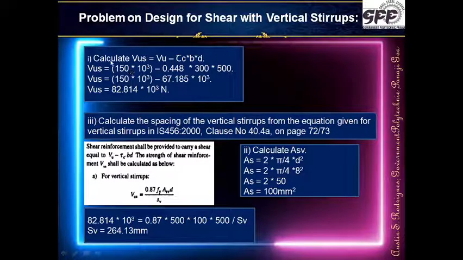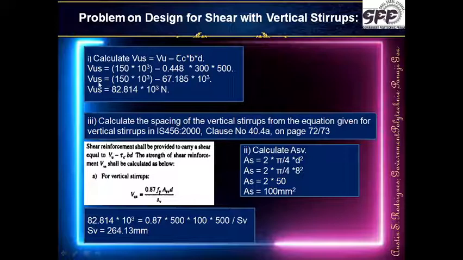Now, in order to design for the shear reinforcement, first calculate the amount of force the shear stirrup has to take. So VUS is equal to VU minus tau C BD. So the amount of force the stirrup has to take will be equal to the total factored shear force minus the force resisted only by concrete, that is tau C into BD. So VUS, the force to be resisted by the stirrups, is equal to 150 into 10 raised to 3, which we have found out in step number 1, minus 0.448, that is tau C, multiplied by B into D. So this is Newton per mm square, this is mm into mm, so we get the total value in newtons.